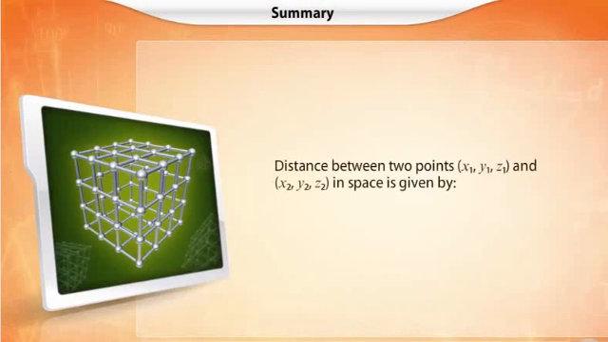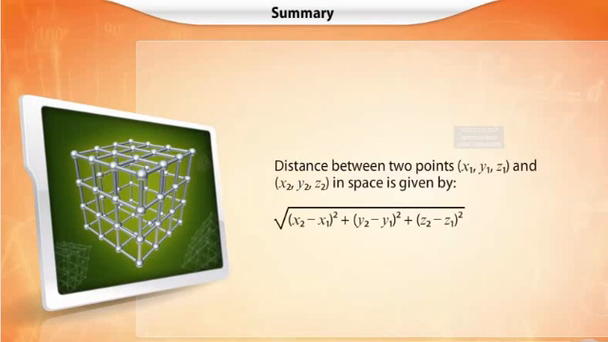The distance between two points x1, y1, z1 and x2, y2, z2 in space is given by the square root of (x2 minus x1) whole square plus (y2 minus y1) whole square plus (z2 minus z1) whole square.